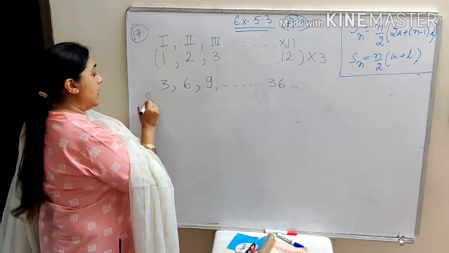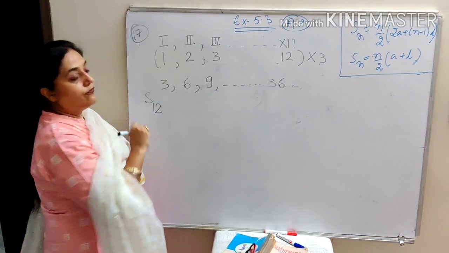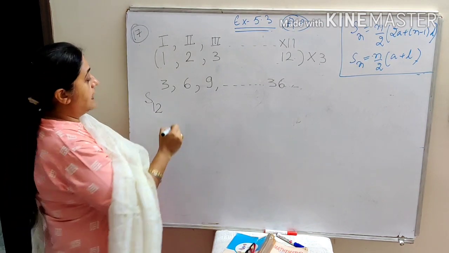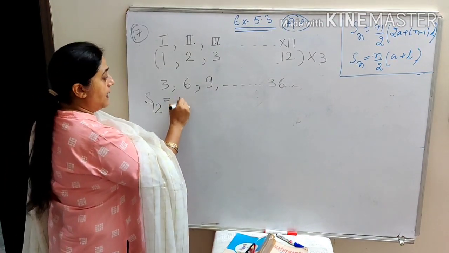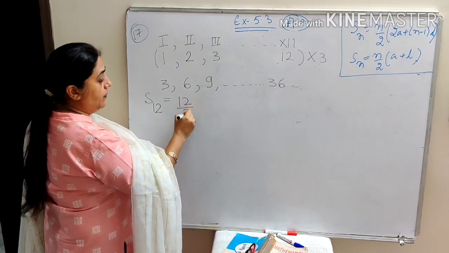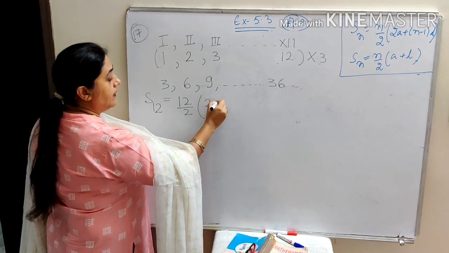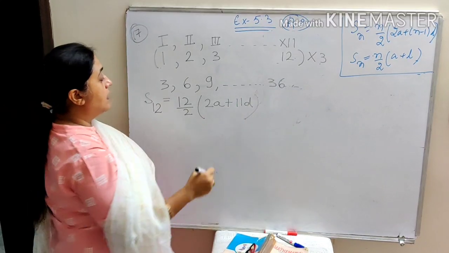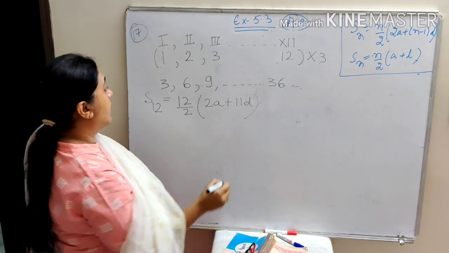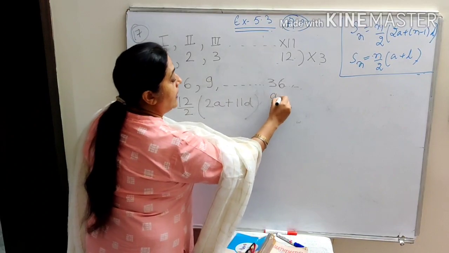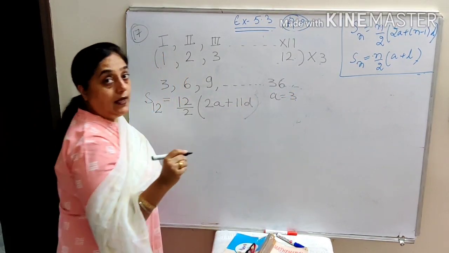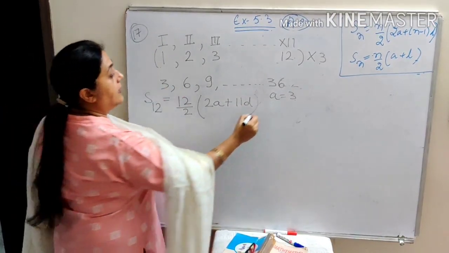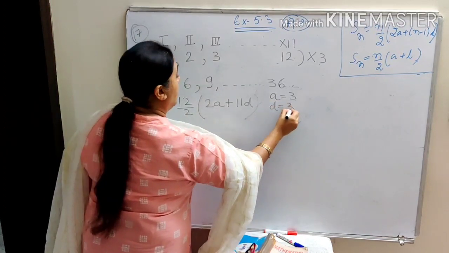That means you have to find out S of 12. Total number of trees we have to find out. So what is it? n by 2, that is 12 upon 2, 2a plus 11d, right? 2a plus 11d. Now what is a here? a means first term 3, and can you see that d comes out to be 3.